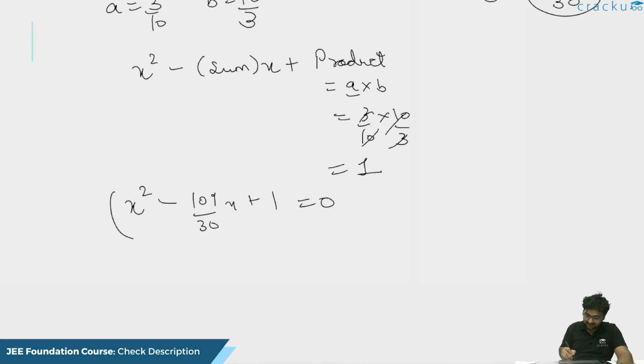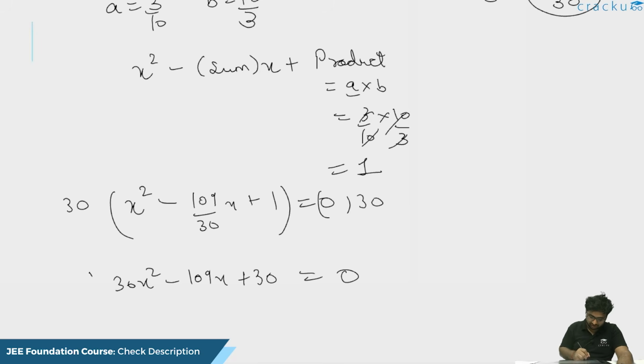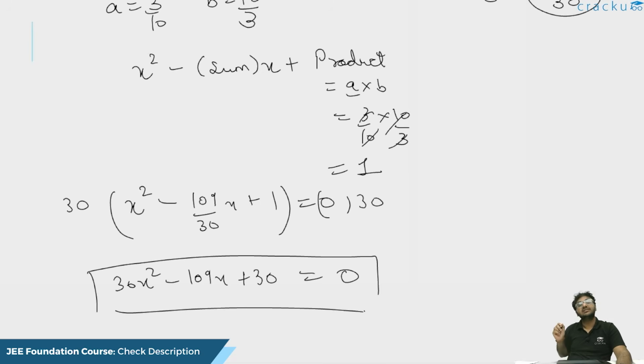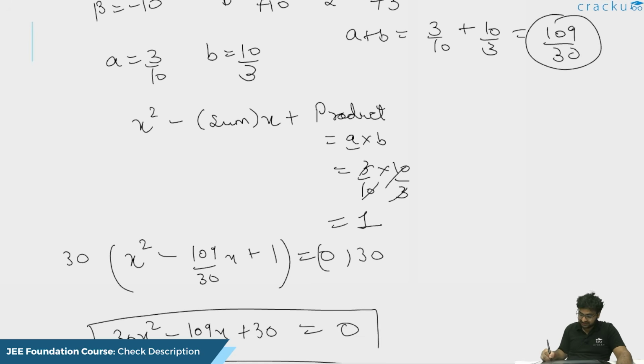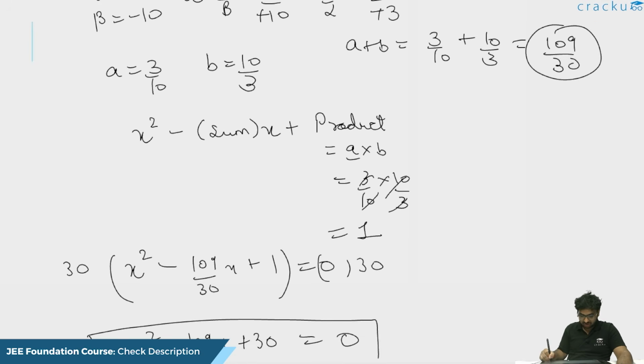Now I multiply this by 30. So we get 30x square minus 109x, the 30s cancel out, plus 30 is equal to 0. Hence this is the required equation. Now let us see which option matches this. So 30x square minus 109x plus 30.